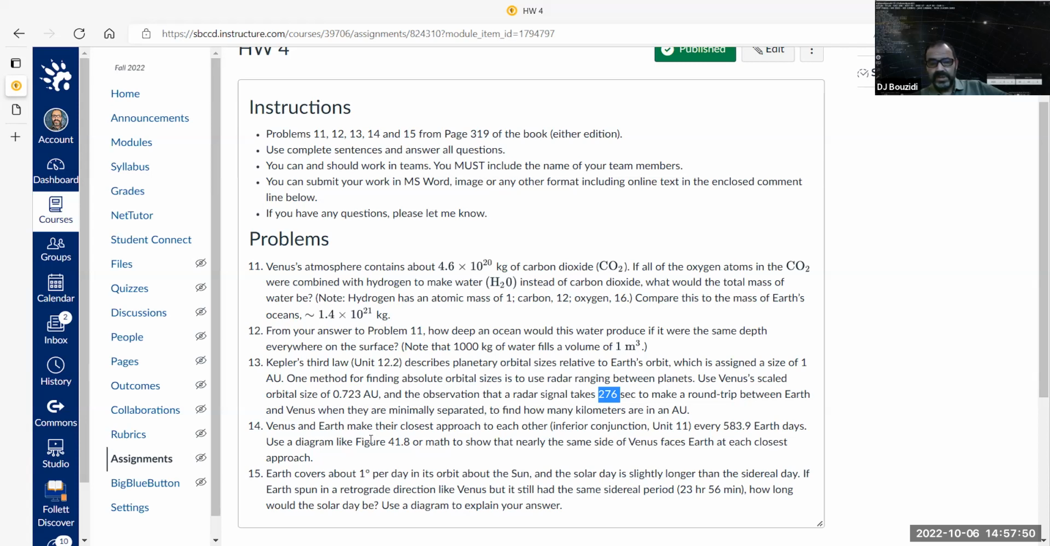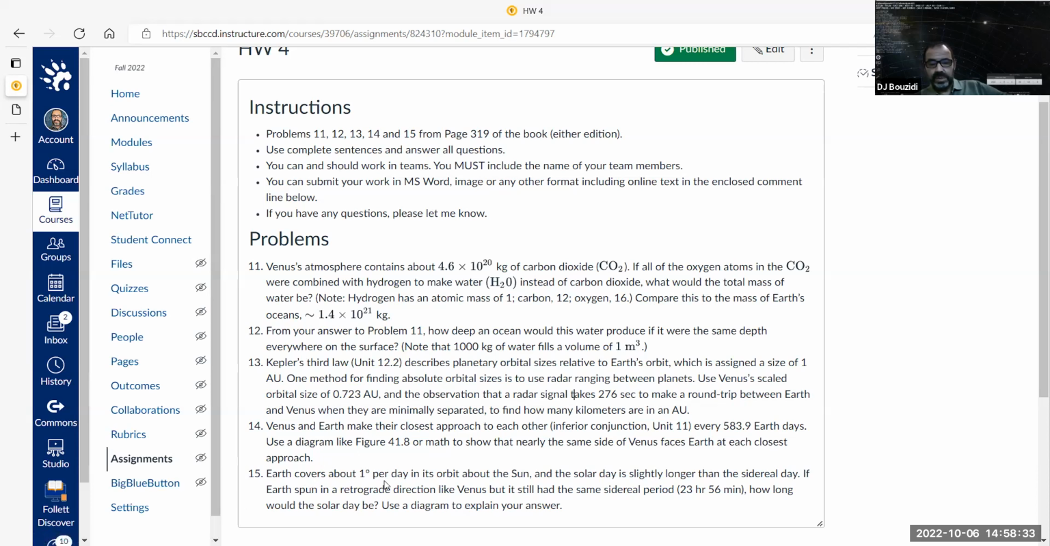And this problem: Venus and Earth make their closest approach to each other, inferior conjunction, every 583.9 Earth days. Use a diagram, and it gives you the figure on the page from the book, or math to show that nearly the same side of Venus faces Earth at each closest approach. If you know the cycle of how long Venus takes to rotate around its own axis, which is the day on Venus, provided it's going backward, and also how long it takes to go around the sun, you're going to find the ratio to be an exact number, about 5. And that will give you the same phase as it does. Otherwise, you can draw it, okay?